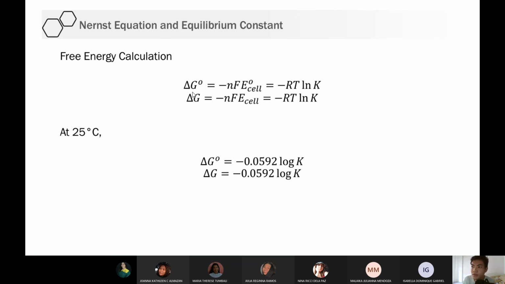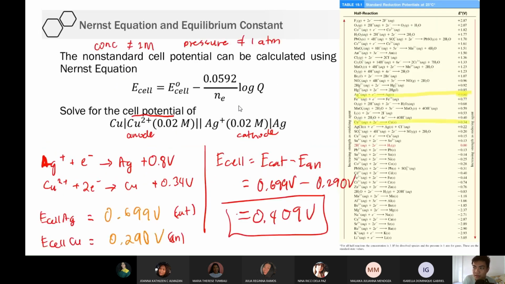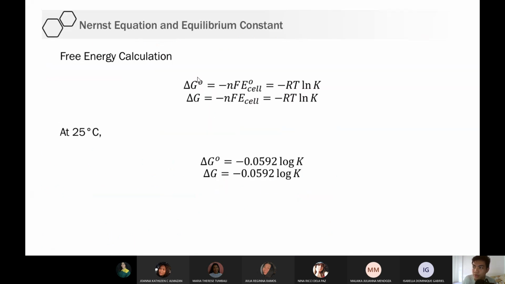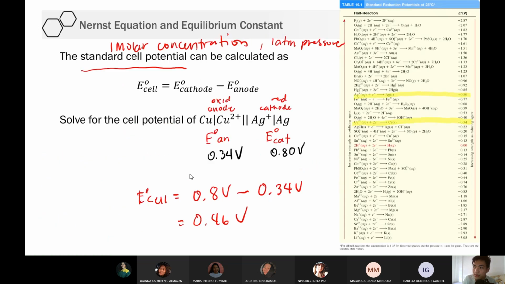Okay, so if we are going to determine the free energy change, so delta G is a form of energy. So if we want to determine the delta G, we just use the negative nF E cell. Okay? Di ba na-solve na natin yung mga E cell kanina? Okay. So let's apply this equation to this. Okay, so let's try to solve the delta G of this one.